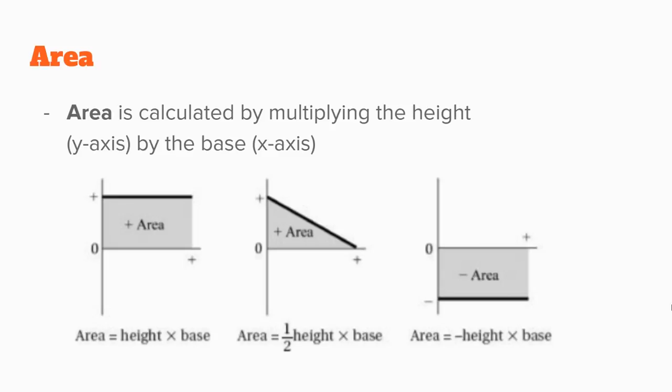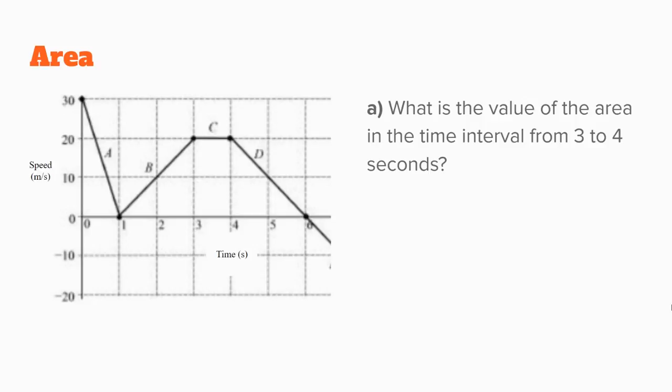And let's take a look at examples. A. What is the value of the area in the time interval from 3 to 4 seconds? We have to look at line segment C. And I'll give you 1, 2, 3. If you need more time, please stop this video.